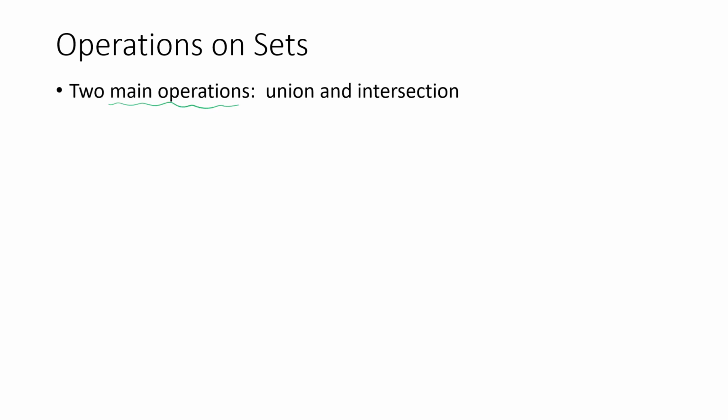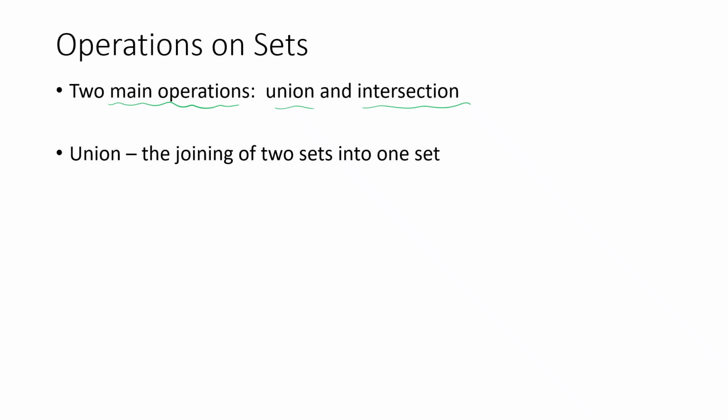So there are actually probably 3 main operations that you can carry out on sets, but we're just going to talk about 2 of the main operations, and those are union and intersection. Okay, those are 2 things you can do with sets. And we'll start with union. Union is the joining of 2 sets into one.